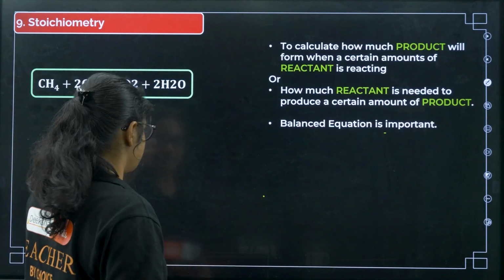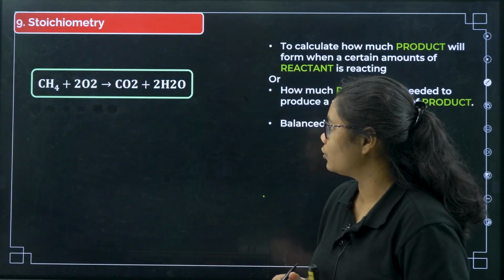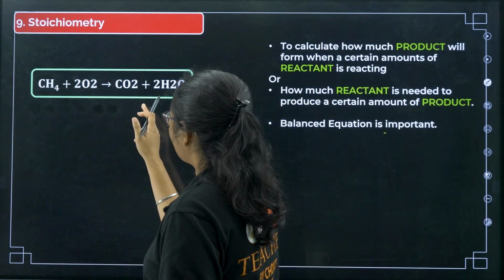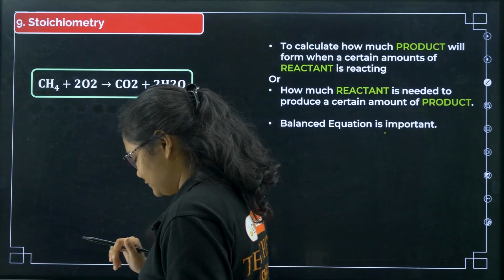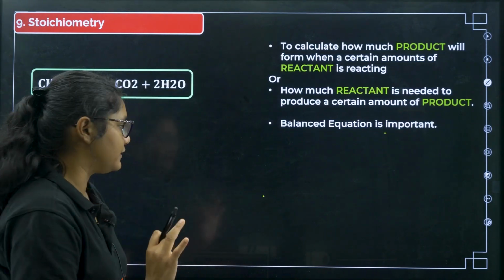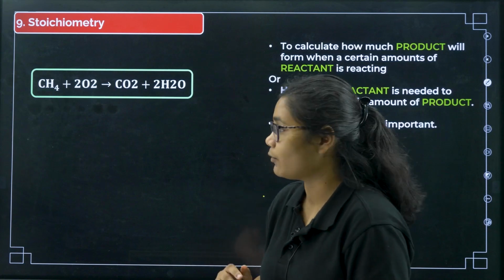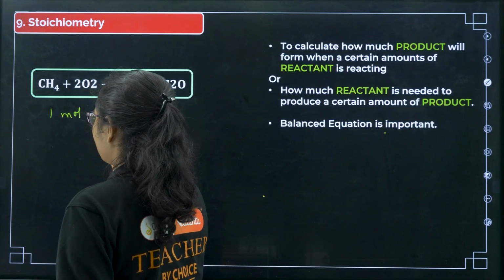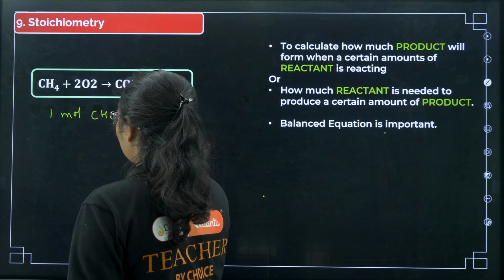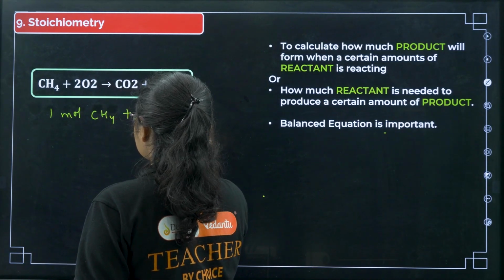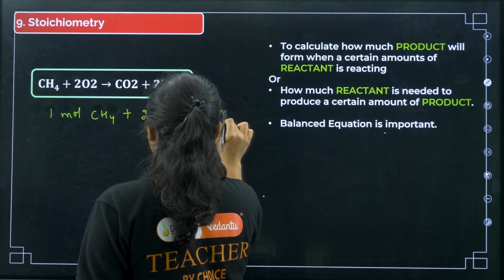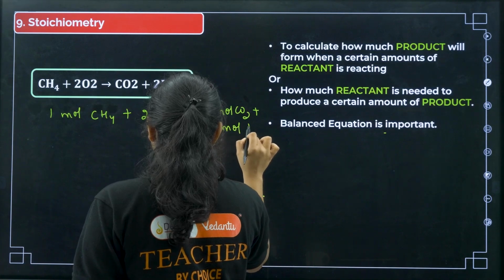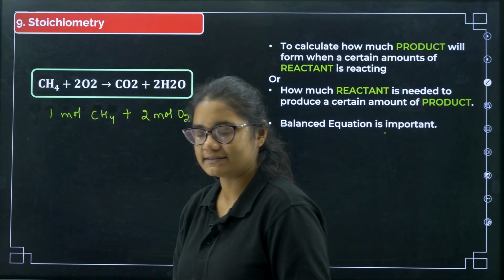So suppose this equation is there with you: CH4 plus 2O2 gives CO2 plus 2H2O. Let us first check, is it balanced? Carbon, yes, hydrogen, yes, and then we have 4 oxygen as well. So what information does this particular reaction give you? That is very, very important. Here I can say that 1 mole of methane reacts with 2 moles of oxygen to give 1 mole of carbon dioxide plus 2 moles of water.